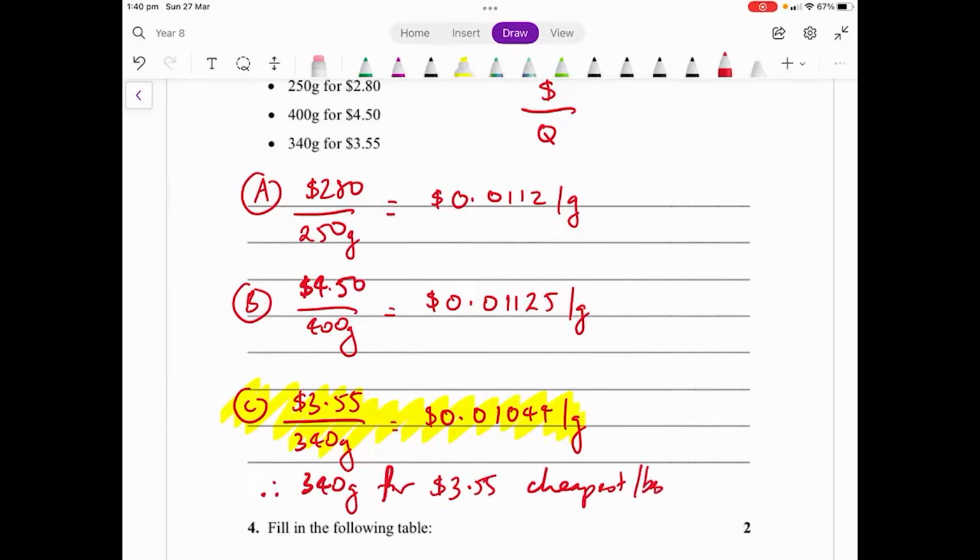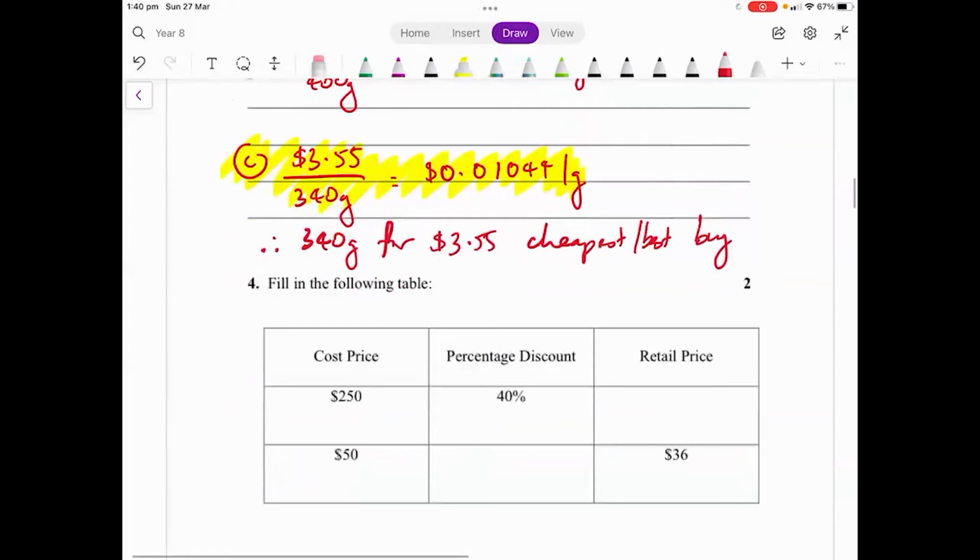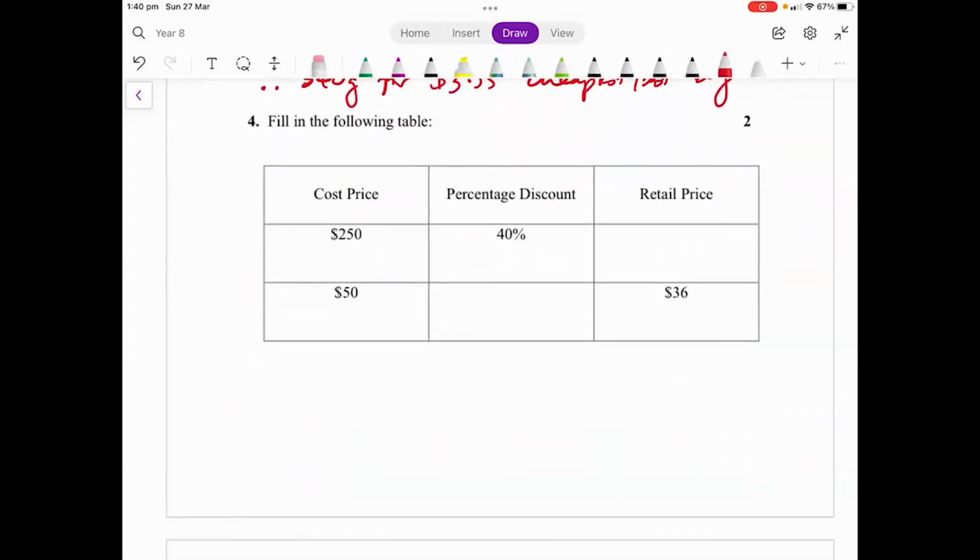Question 4, we have another table to fill. It gives us the cost price, the percentage discount, and then the retail price. So for the first one, if we've got a percentage discount of 40%, that means that there's 60% left over, because your magic number is 100%. Take away 40% gives you 60%. Multiply those two together, 250 times 60% gets you a retail price of $150.